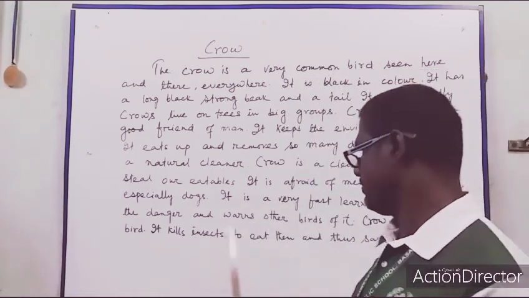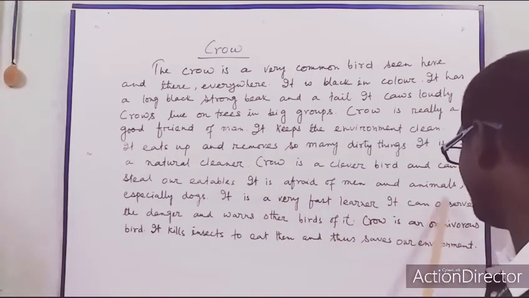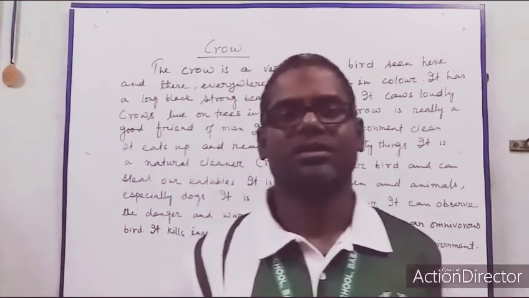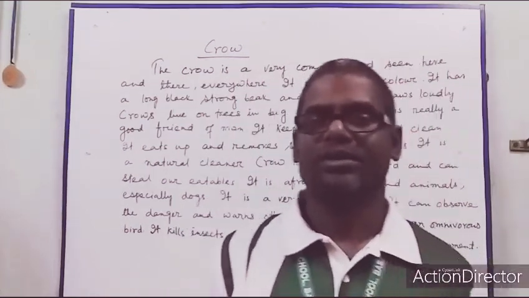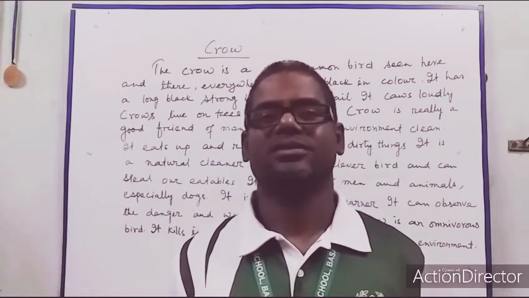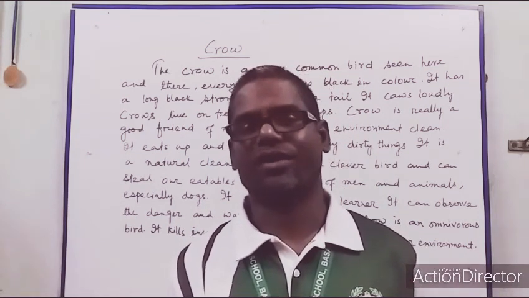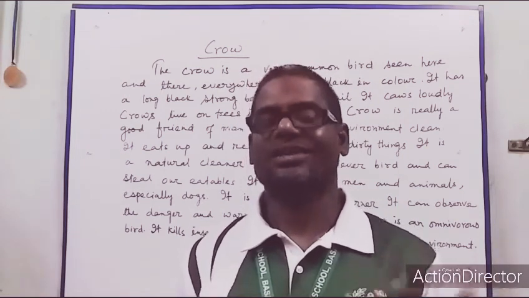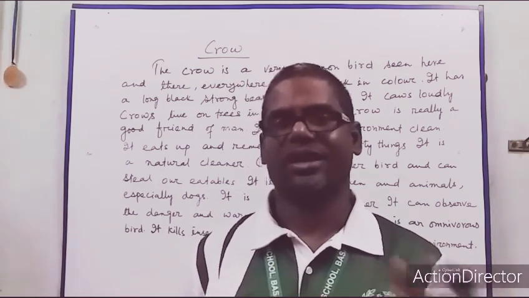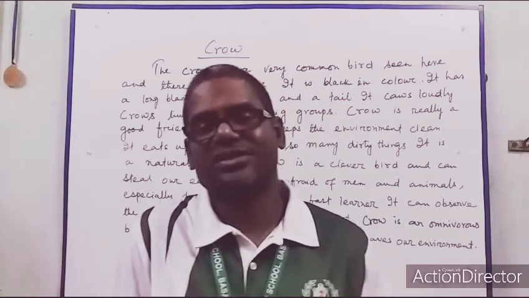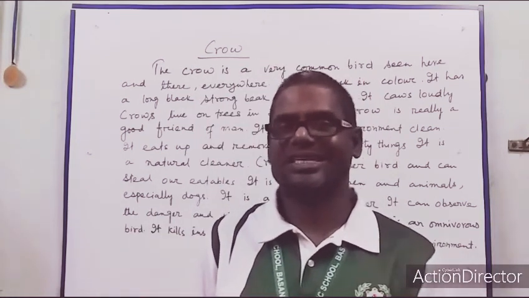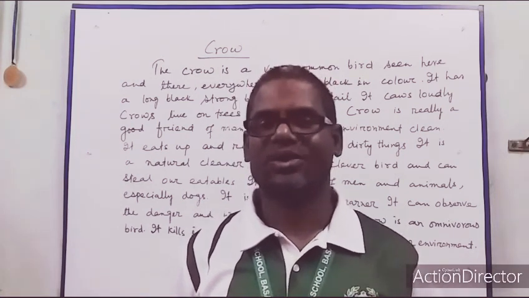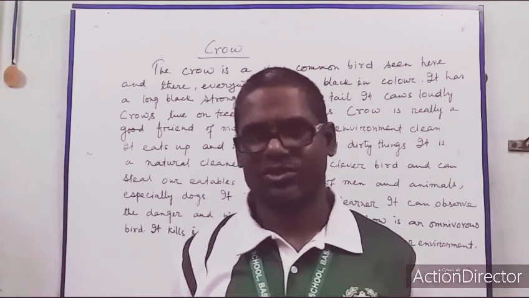It is afraid of men and animals, especially dogs. Crow actually is afraid of human beings, and it is also afraid of animals, especially dogs. Whenever a dog sees a crow, it starts chasing it. That's why crows are always away from dogs.